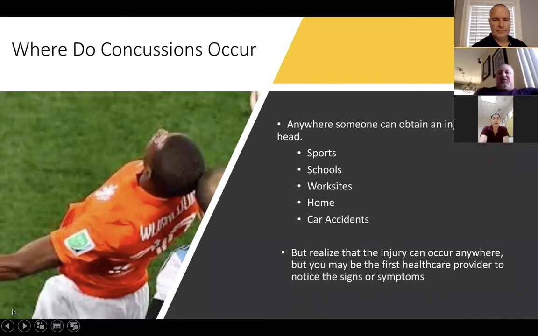And so the question is, where do we find patients that have concussions, or where do they occur? It really can occur anywhere where any kind of head injury can occur. During sports is the most common. It can happen in schools, work sites, home, and now even car accidents. But realize that the injury can occur at a different site, but we as healthcare practitioners might be the first healthcare practitioner to realize these signs and symptoms.